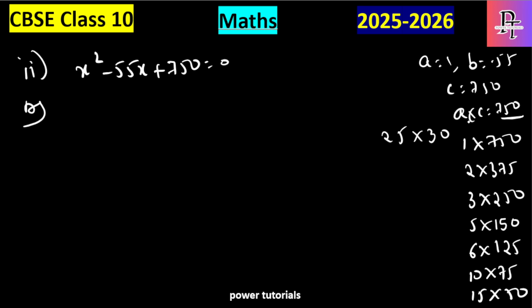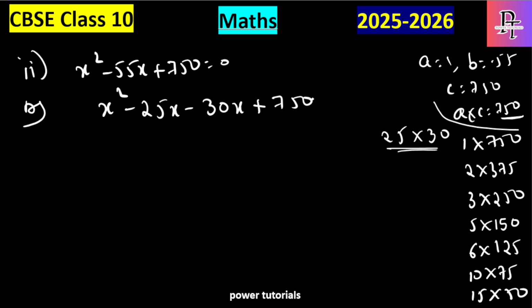So now if we see all, notice all these and check which value is getting 55. Here it is not possible. These are all not possible, bigger numbers. Only possibility is this one, which is minus 25 minus 30. So x square minus 25x minus 30x plus 750 is equal to 0.